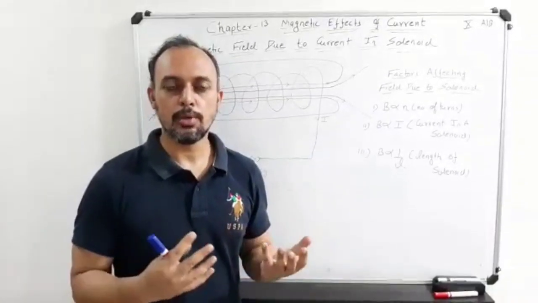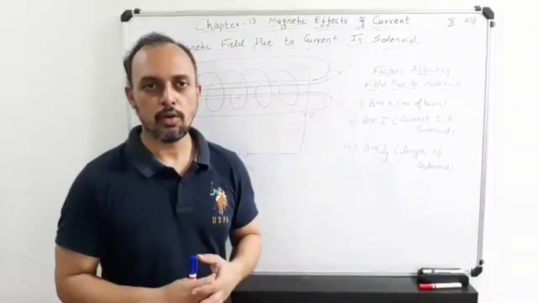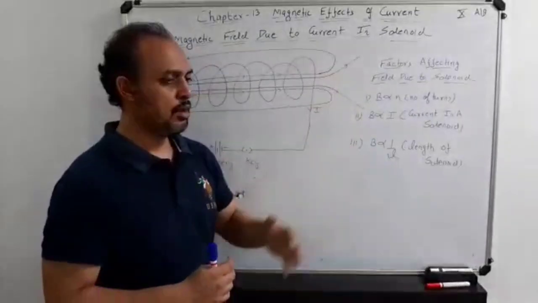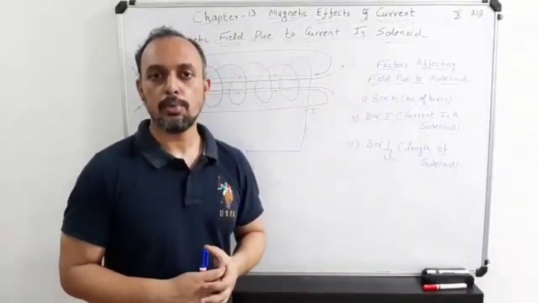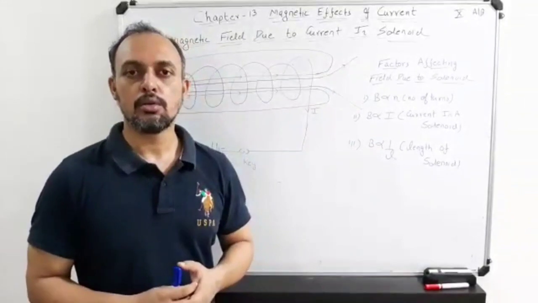So this was the basic logic and concept of a solenoid as well as the factors on which the field due to a solenoid depends. I hope you have understood the topic well.